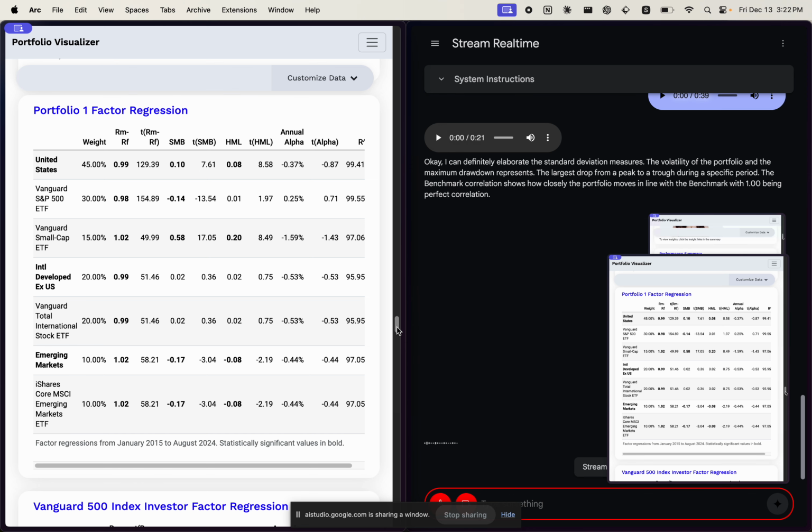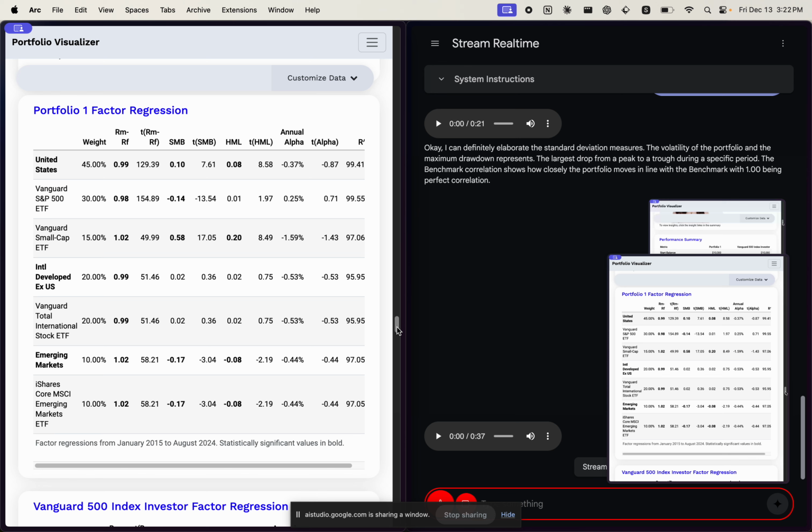Of course, the factor regression table is designed to show how your portfolio's returns are related to different market factors, such as market risk, small cap stocks, and value stocks. The values under the RM, RF, SMB, and HML columns represent the exposure of your portfolio to each of these factors, and a higher value means a stronger correlation to that factor. Additionally, the annual alpha value indicates the returns generated by the portfolio above what was expected by its factor exposures. In your portfolio, the exposure to market risk is close to 1 across most investment categories.